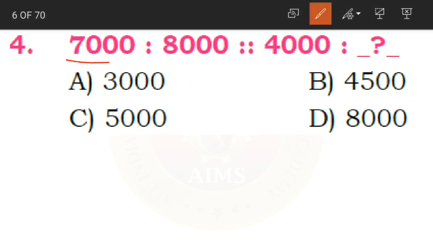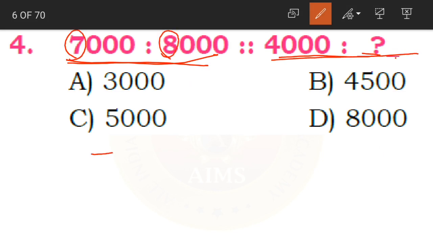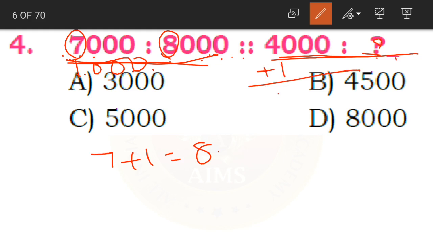Again similar question, see children. 7,000, 8,000, 4,000, dash. From mental addition what can we say? 7 plus 1 is equal to 8. So yes, thousands are the same. So we are adding 1,000 to 7,000. 7,000 plus 1,000 is equal to 8,000. In the same way, what should come here? 4 plus 1 is equal to 5. So 5,000 should be our answer. That is option number C.